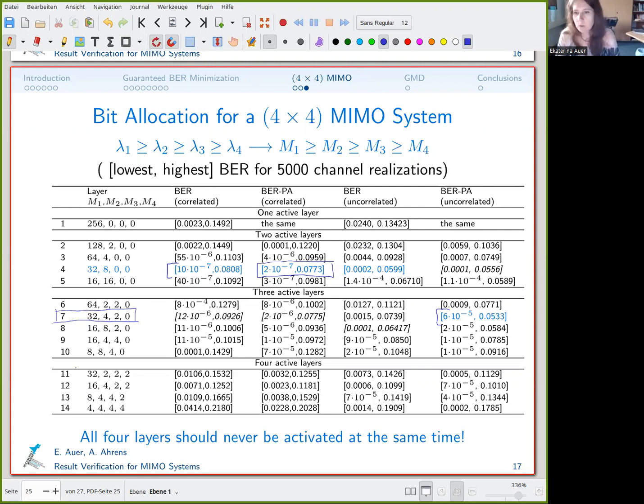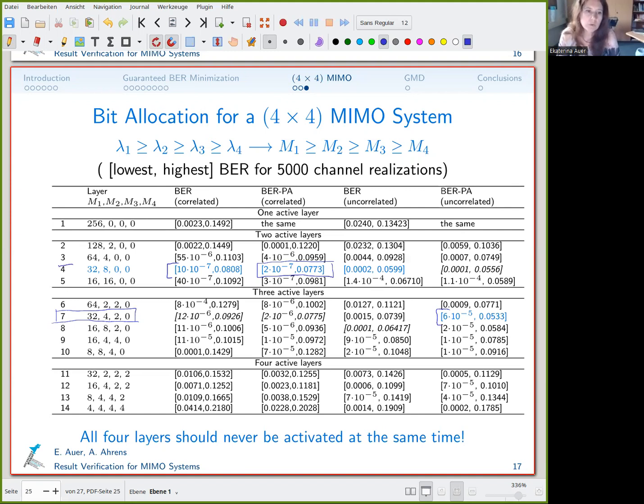So what we learned from this example is that all 4 layers should never be activated at the same time. That is, the examples that I showed you earlier using 4 active layers were not the optimal configurations for the MIMO system from the point of view of those quality criteria of BER.